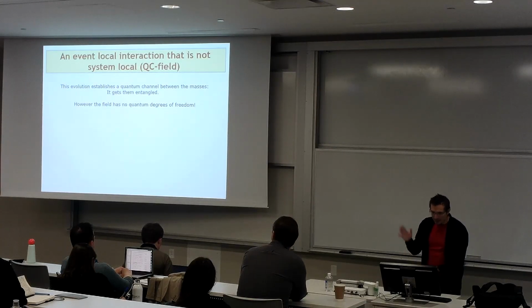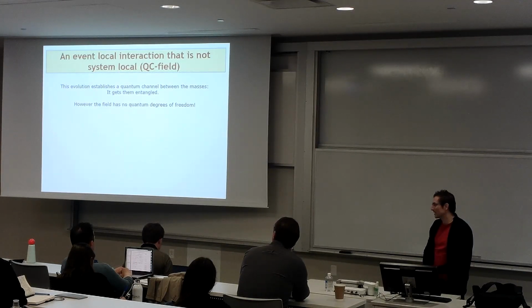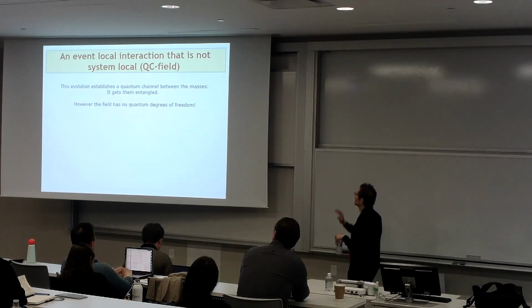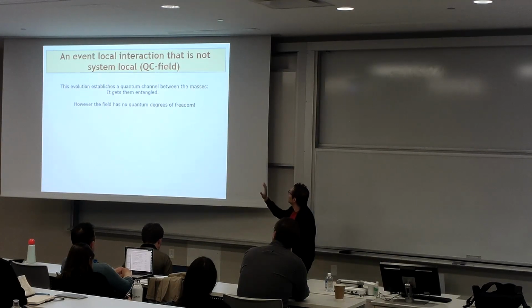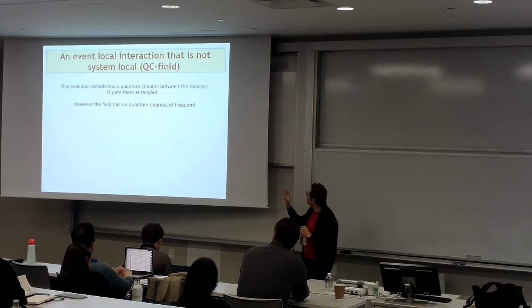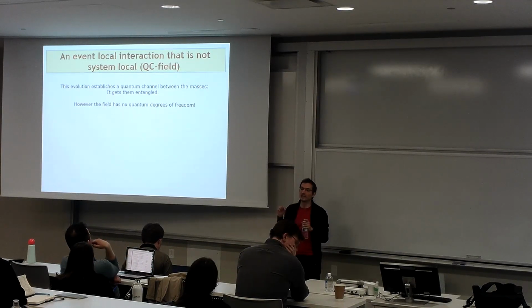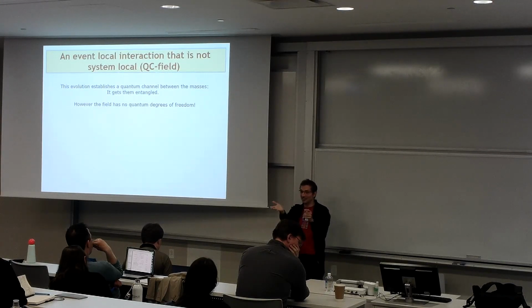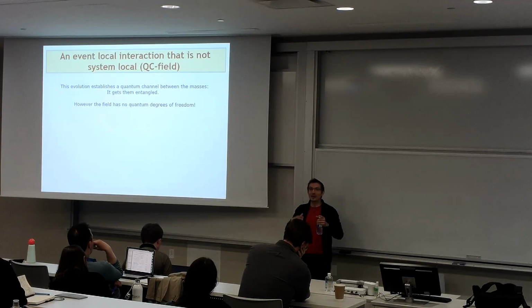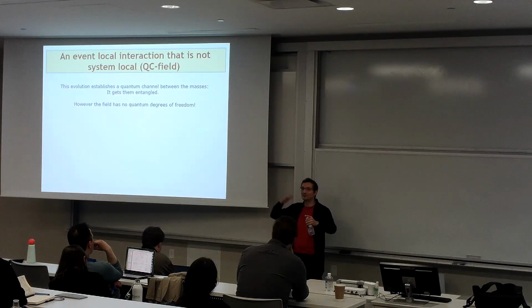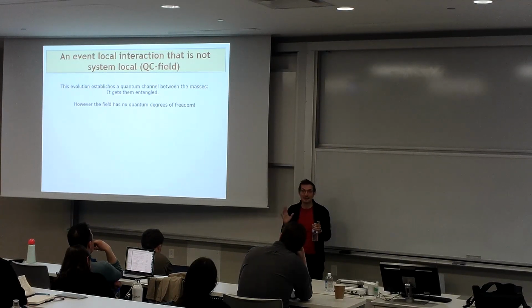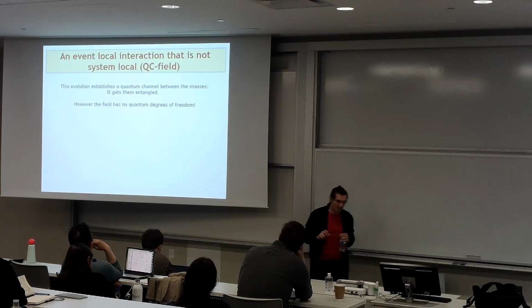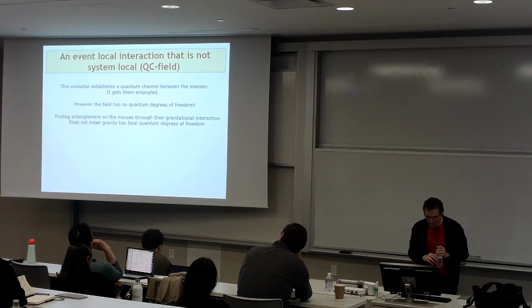Now, this is what I want to say. And I understand that this is not a trivial thing because, well, let's see. This evolution does establish a quantum channel between the masses, it gets them entangled. However, the field has no local quantum degrees of freedom, in the sense that the field is fixed, not dynamical, as you said first. There's no dynamics, there's not even back reaction between the field and the particles in this model. It's an effective model. Okay. And certainly not quantized for the field part.